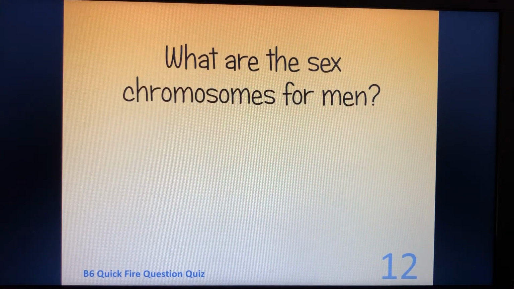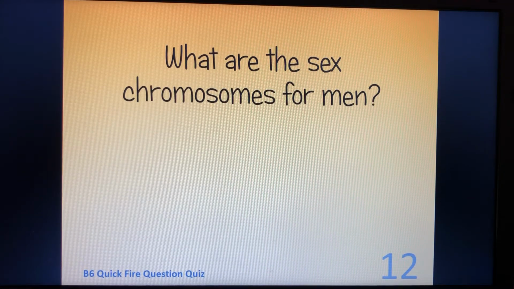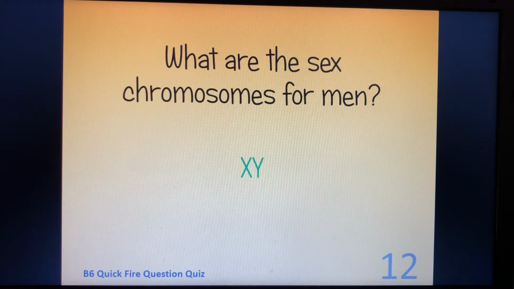Question 12. What are the sex chromosomes for men? And the answer is XY. Women are XX and men are XY.